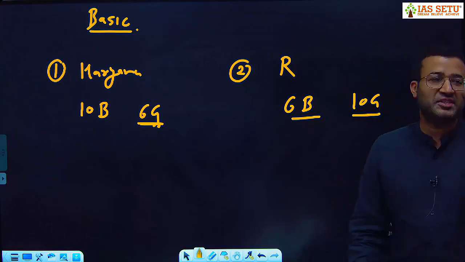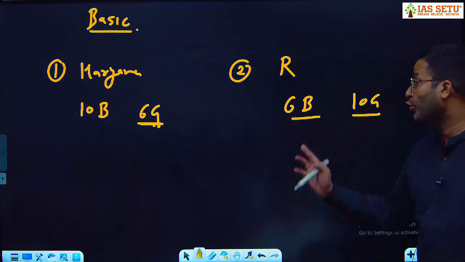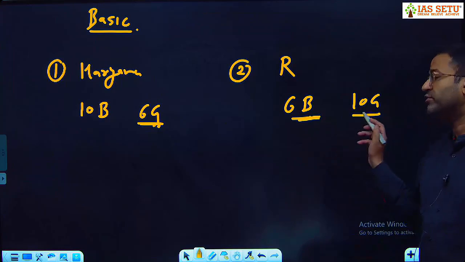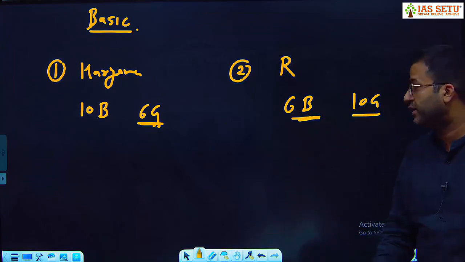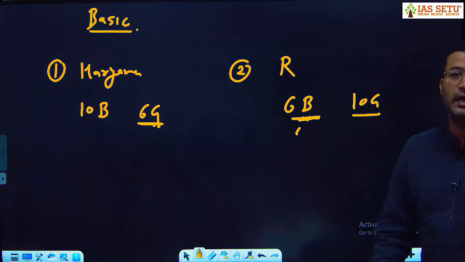So here 6 boys, 10 girls. So who will decide the couples? Boys. Every boy will get a corresponding girl to make a couple here. So here there will be 6 couples. The boys will decide. The lesser number will decide.